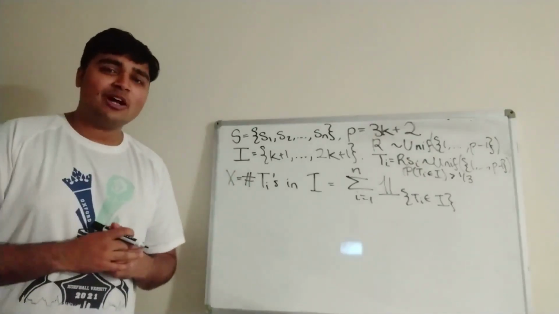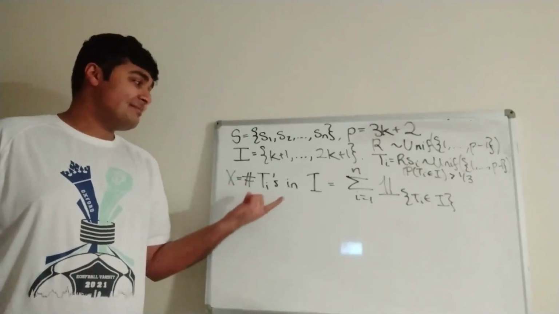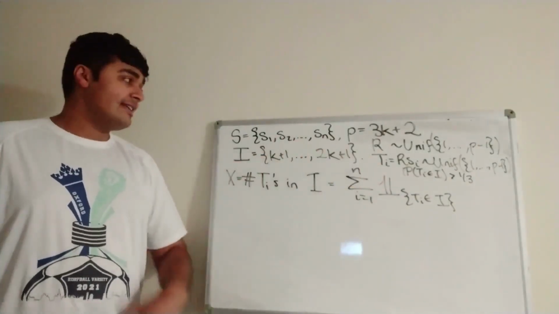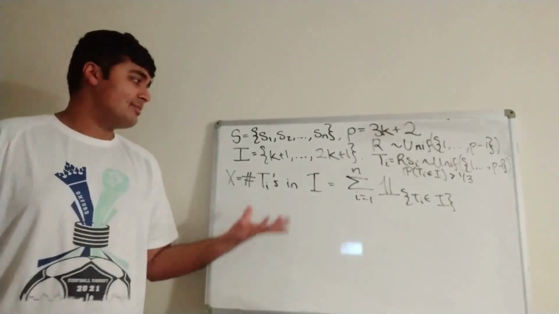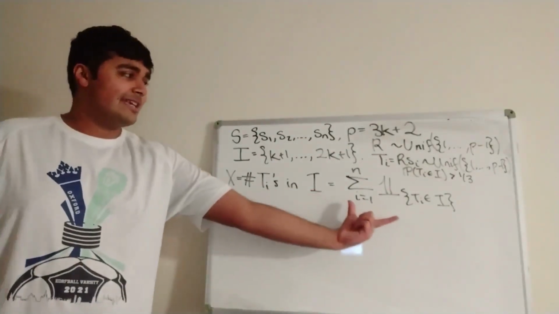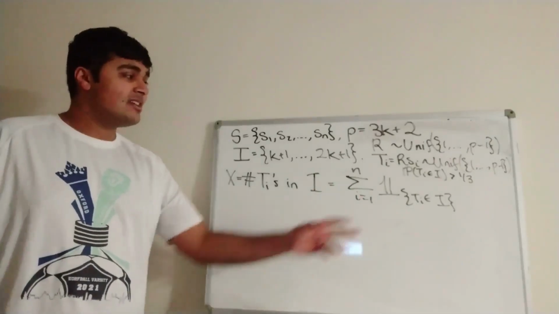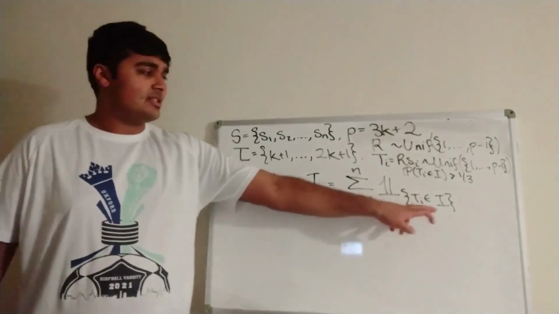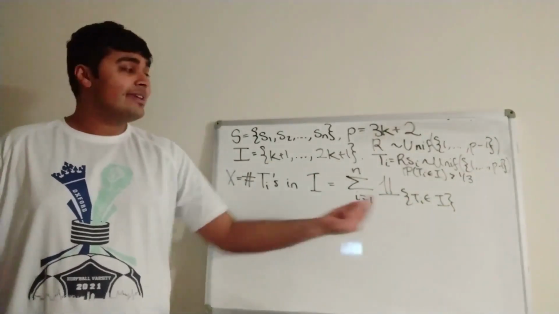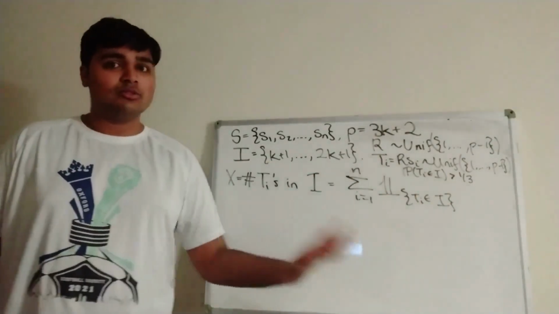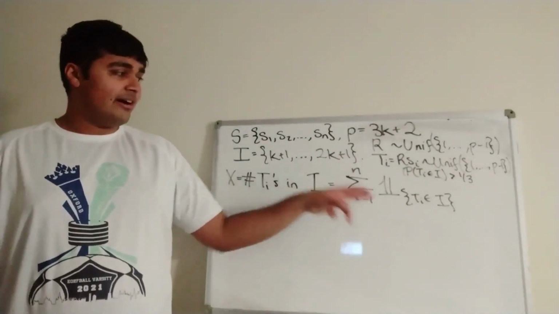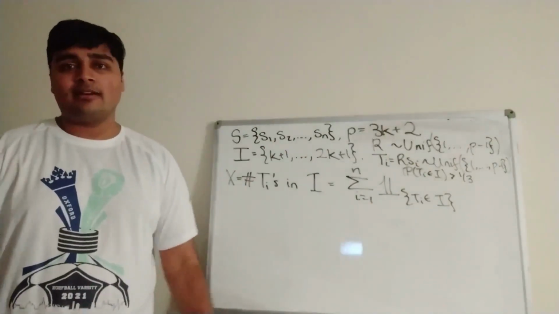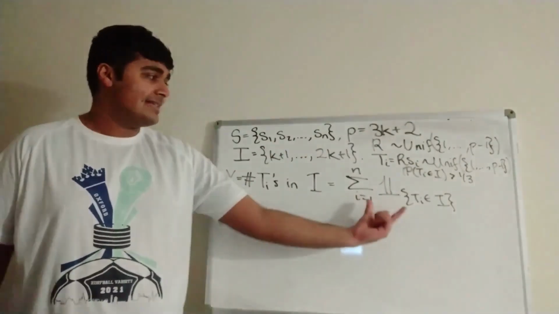Okay, so the random variable I want to introduce is X, and X is simply the number of t_i's in I. So we have these random variables t_i, some of them may be in I, and we're just going to count the number that are in I. Another way of writing it is the sum from i equals 1 to n of the indicator of t_i being in I. This is just a function, either 0 or 1: it's 1 if t_i is in I, or 0 otherwise. So we simply go through all the t_i's. If they're in I, we add 1, and if they're not in I, we add 0. So that's simply the same thing as this.